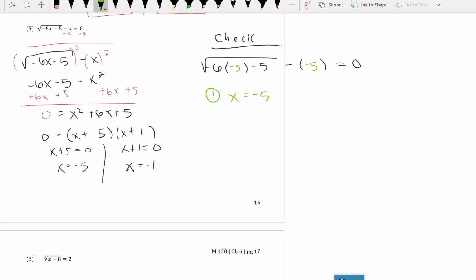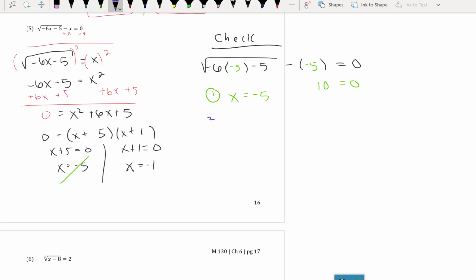So I have the square root of negative 6 times negative 5 minus 5 minus a negative 5. And that gives me 10 is equal to 0. So that is not a good answer. So I throw that answer out.